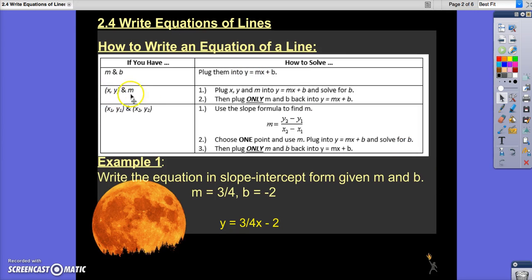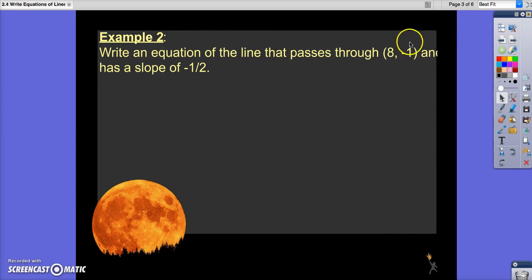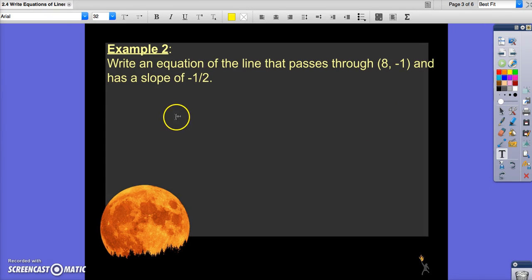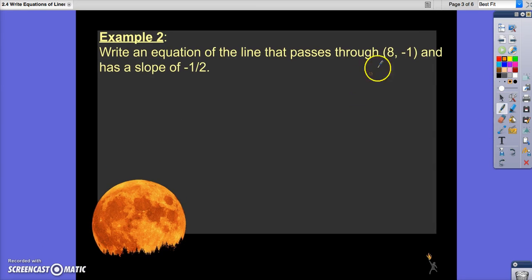So we're going to take a look at the next one down where I have a point and m. And if you have to at any point, refer back to it. Example 2, write an equation of the line that passes through 8, negative 1 with a slope of negative 1/2. If you go back, it says plug in your x, y, and m into the formula y equals mx plus b. Just in case you need to label it, this is my x, this is my y, this is my m. So the only letter we're missing is b.